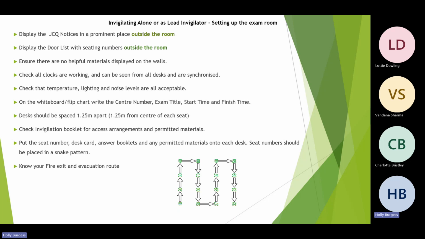Check your invigilation booklet for access arrangements and permitted materials. Put your seat numbers, desk cards, answer booklets and any permitted materials onto each desk. Your seat numbers ideally need to be placed in a snake pattern. Ensure you have the seating plan, attendance register and exam announcements, including any erratum notices on your invigilator desk. Know your fire and evacuation route.